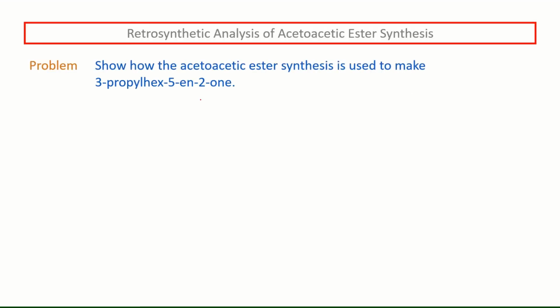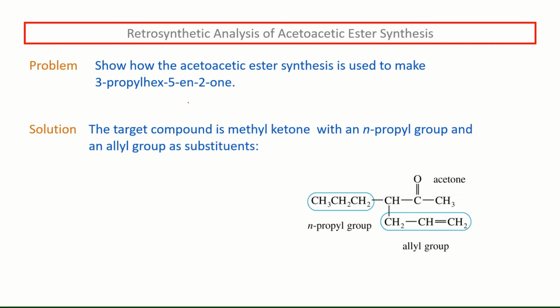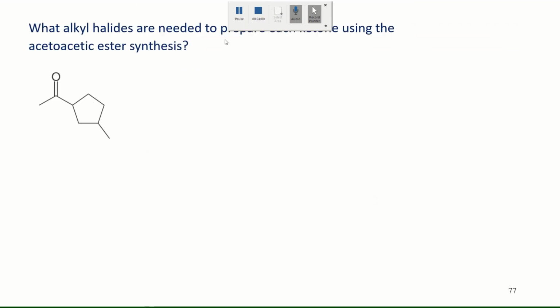Here we're looking at the retrosynthesis via the acetoacetic ester synthesis. And what you would do here is, of course, draw the 3-propylhex-5-en-2-one. So that's what you would do. That's your target molecule, and those are the alkyl groups that are attached to it. So from there, go ahead and do that synthesis for us, and we will continue in class.